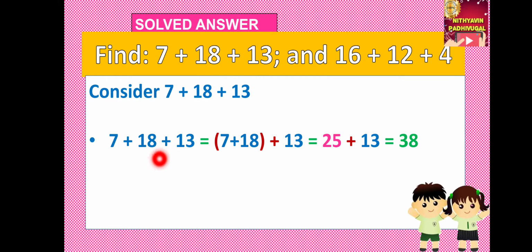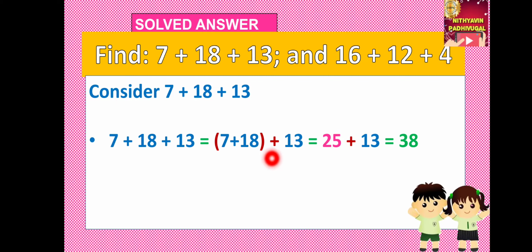We have two numbers here. First, let us find the sum of 7 and 18. 7 is a one-digit number. 18 is a two-digit number. So, let us add digits in ones place. 7 plus 8 is equal to 15. 5 is written here. 1 is carried over to tens place and then it will be added with the already existing 1. So, 1 plus 1 is equal to 2. So, 7 plus 18 is equal to 25.